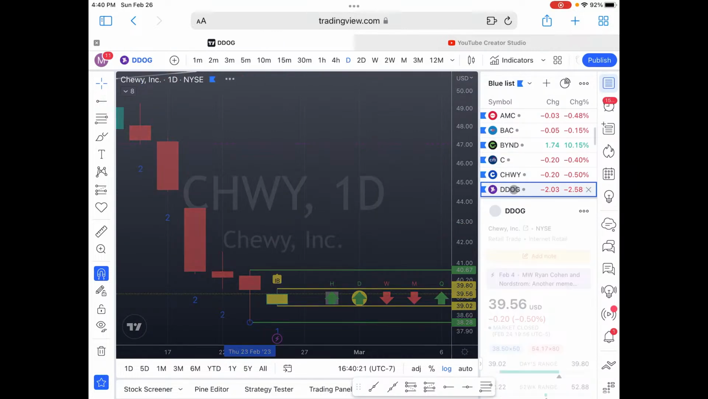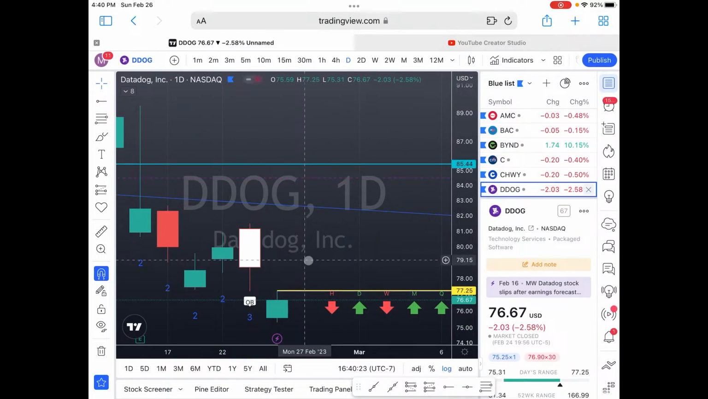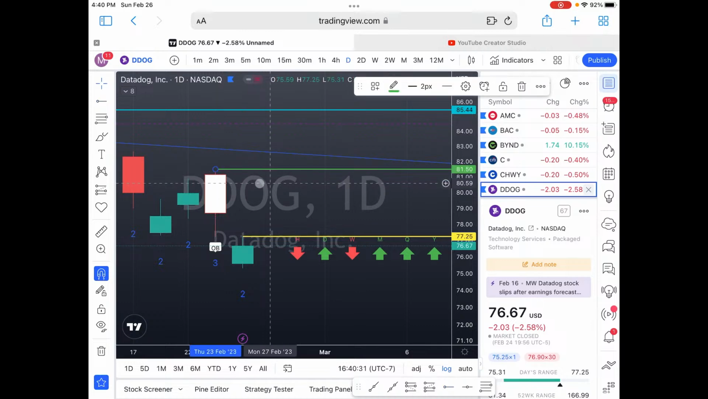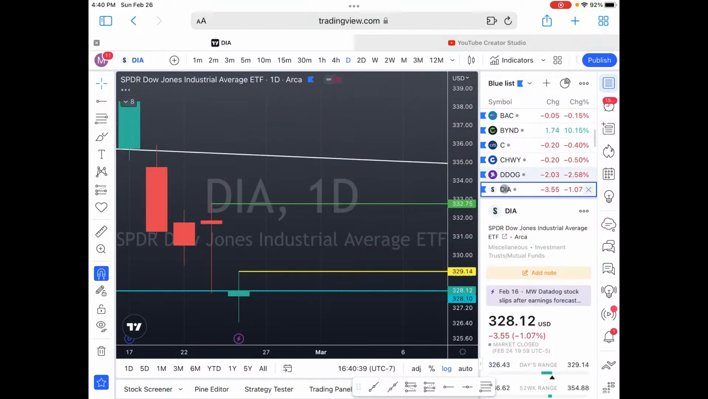So from Chewy, we go to Datadog, DDOG, 2 down green. We look for those calls at 77.25. Again, if you guys want the top 5 from this list, that is in the Griswold Gold membership, okay? So calls at 77.25 on DDOG, first target 81.50 there.